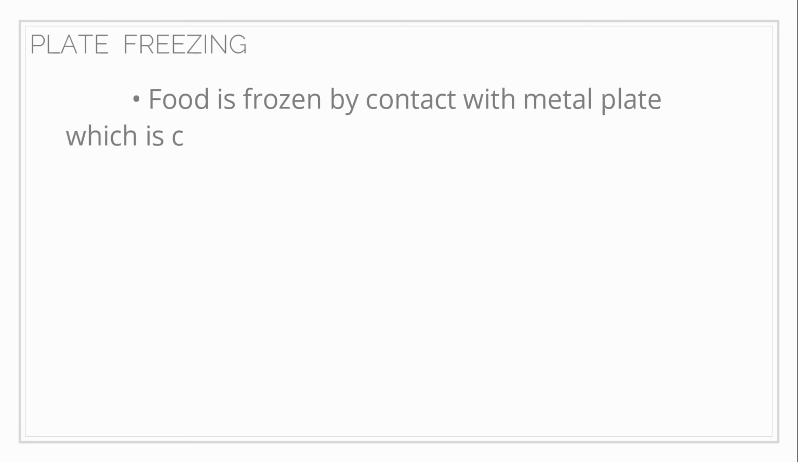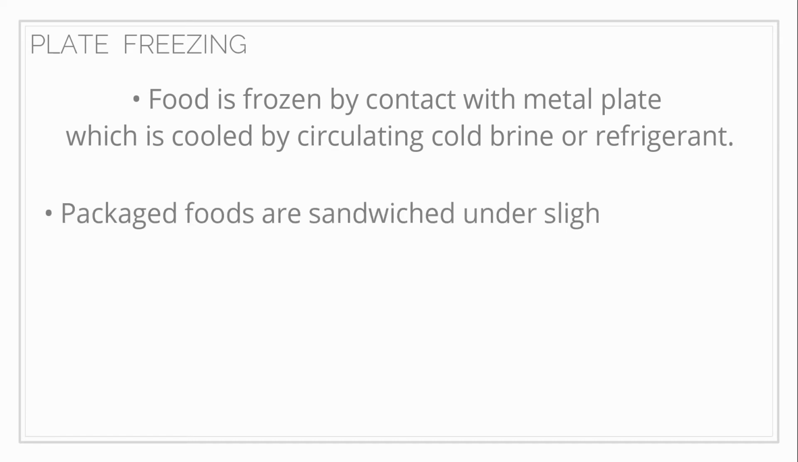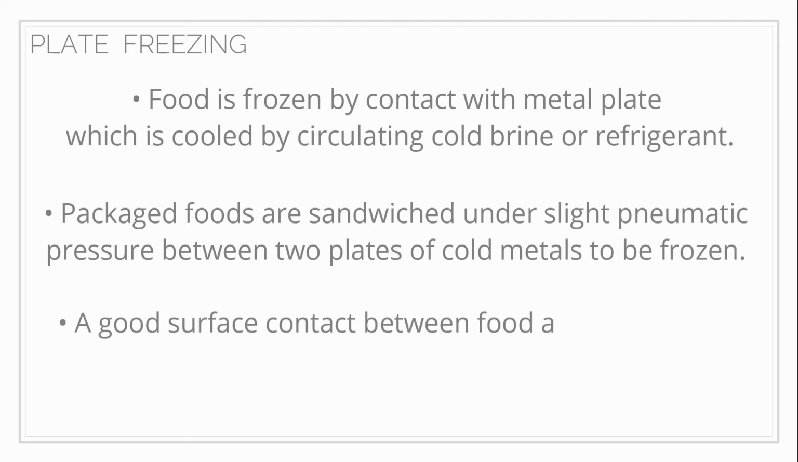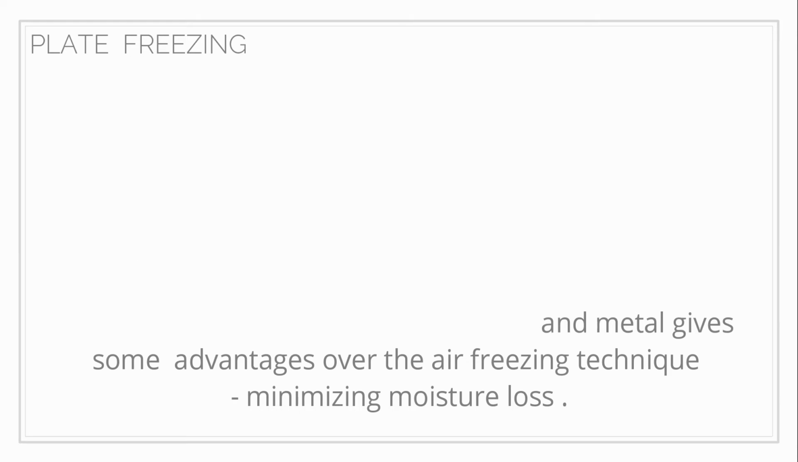The second method is plate freezing. Food is frozen by contact with a metal plate, which is cooled by circulating cold brine or refrigerant. Packaged foods are sandwiched under slight pneumatic pressure between two plates of cold metal to be frozen. A good surface contact between food and metal gives some advantages over the air freezing technique, which is minimizing moisture loss.